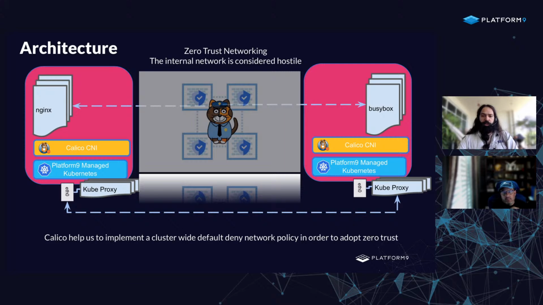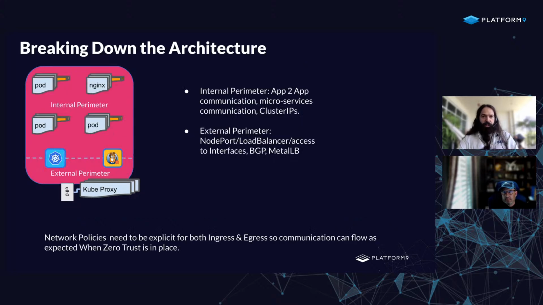Based on that, we're going to go into the details of how it crosses kube-proxy, where we can see packets being dropped, and all that good stuff. And as we stated before, adopting zero trust is because you are considering your internal corporate network a hostile place. So I'm going to go to the next slide here.